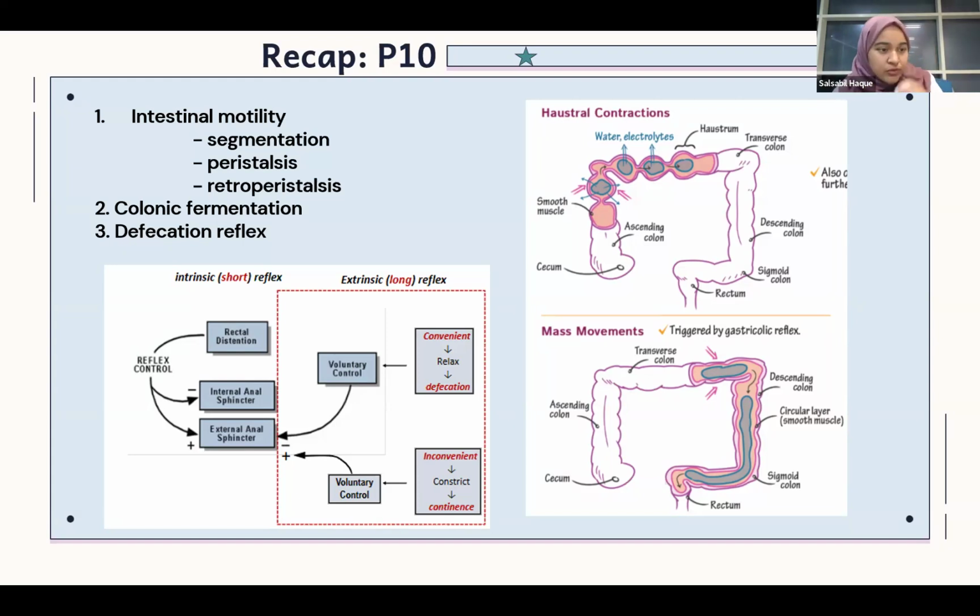And lastly, there's the defecation reflex. This is very important. Once the feces reaches the rectum, you will have contraction of the rectum and relaxation of the internal anal sphincter. Both of these are parasympathetic; they are autonomic, not somatic. Then you have the external anal sphincter, controlled by the somatic pudendal nerve, and this is voluntary. If the situation is convenient to defecate, it will relax; otherwise, it will constrict, and this determines whether you have fecal continence or not. That's it for lecture 10, I believe.